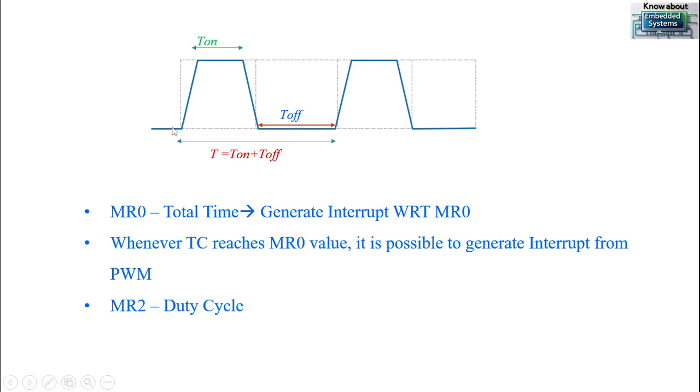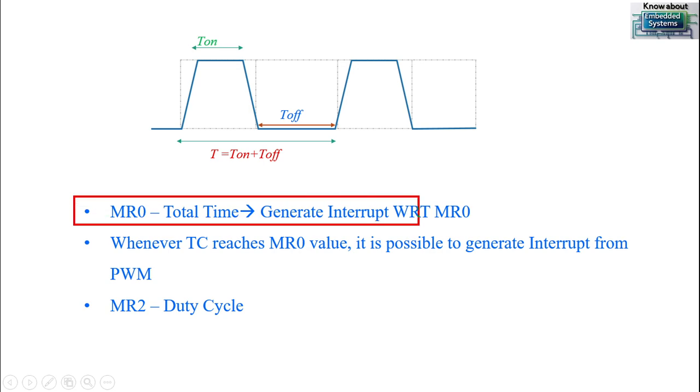Here, let us assume this is my pulse width signal. This is my PWM signal where we have on period, off period and total time period. You can just watch my previous video, and you will understand what is on time, off time and total time. Now, how to generate interrupt for a pulse width modulation? The pulse width modulation interrupt can be generated with respect to total time period.